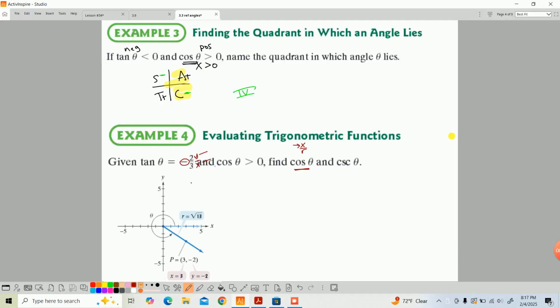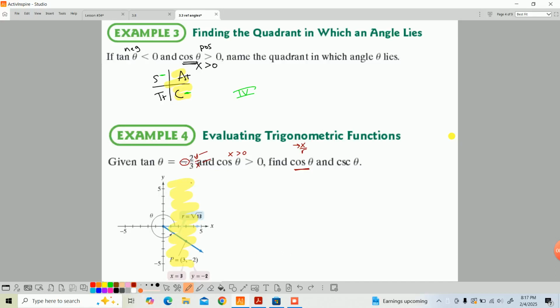We know that tangent is negative 2/3, and we know that cosine is greater than 0. Well, what is cosine? We talked about it up here. Cosine is x, right? And x is supposed to be greater than 0 here. Well, that tells me that x is positive. Just like this last example, x is positive in this whole region up here. Everything on the right side of that y-axis. That's where x's are positive.